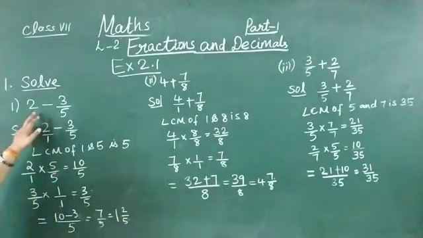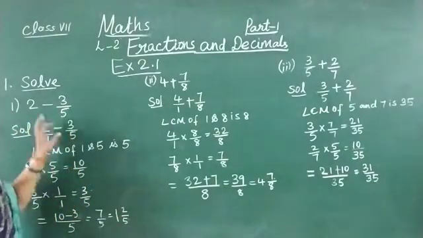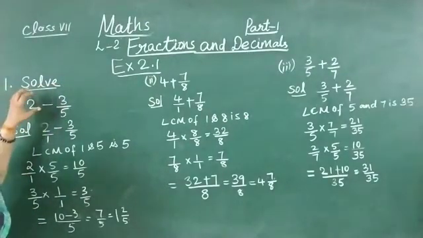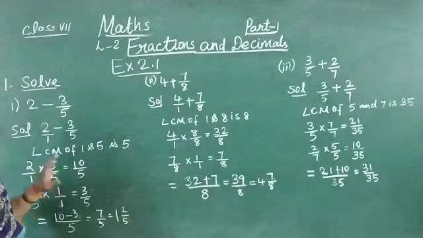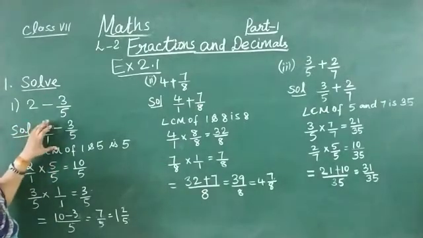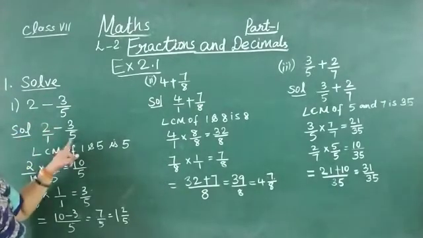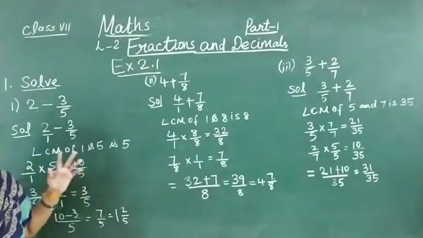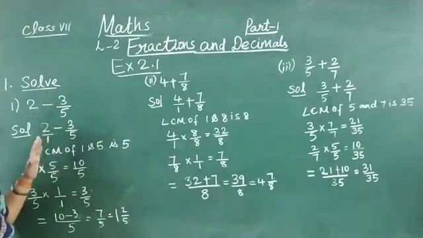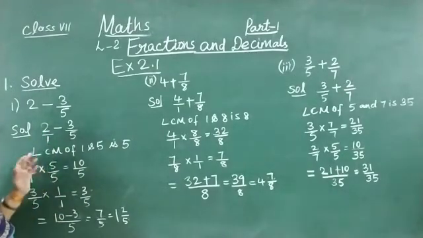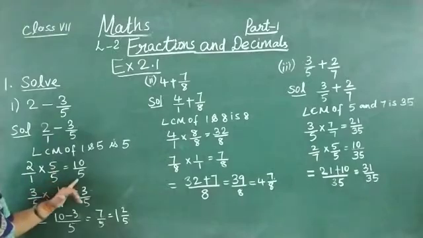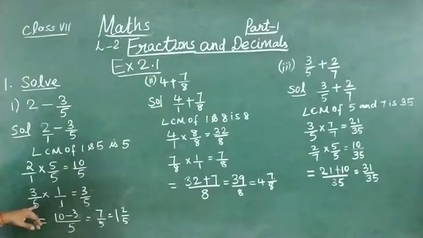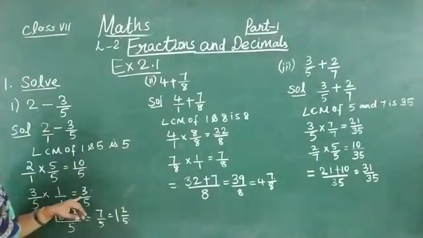First one is 2 minus 3 by 5. 2 is a whole number, 3 by 5 is a fraction. So we will convert this whole number into a fraction by keeping 1 down, then it will be a fraction. So 2 by 1 minus 3 by 5. Now the LCM of 1 and 5 is 5. So we will make this 1 an equal fraction. 2 by 1 multiplied by 5 by 5, that is 5 2s are 10, 5 1s are 5. Then 3 by 5 multiplied by 1 by 1, you will get 3 by 5.